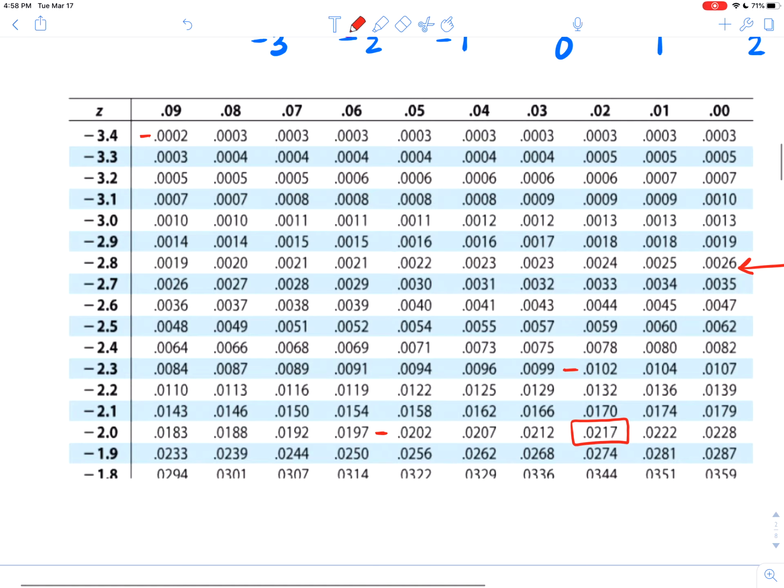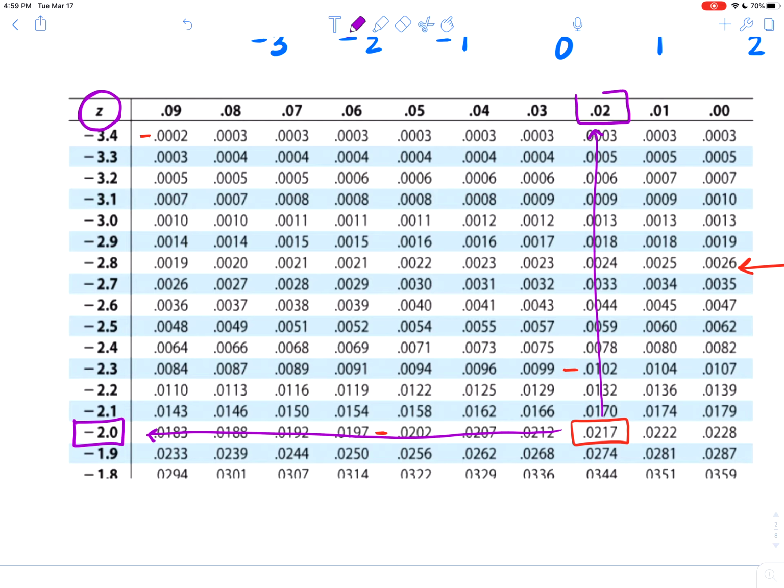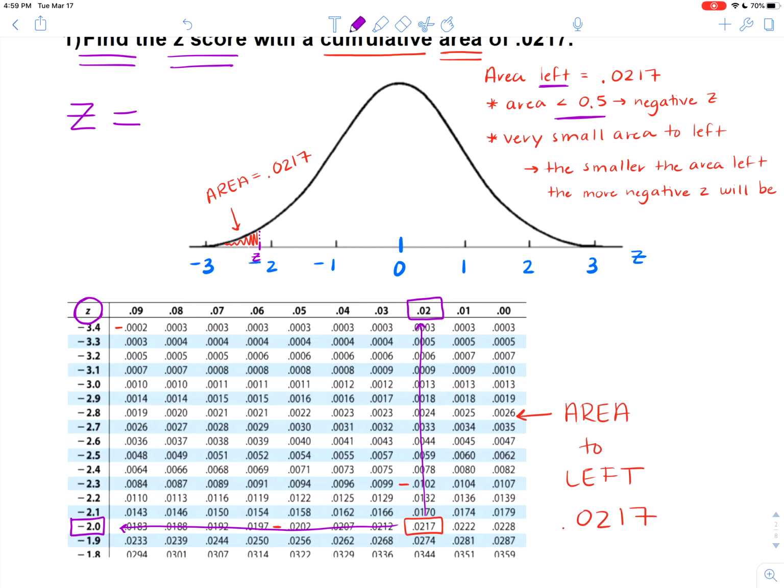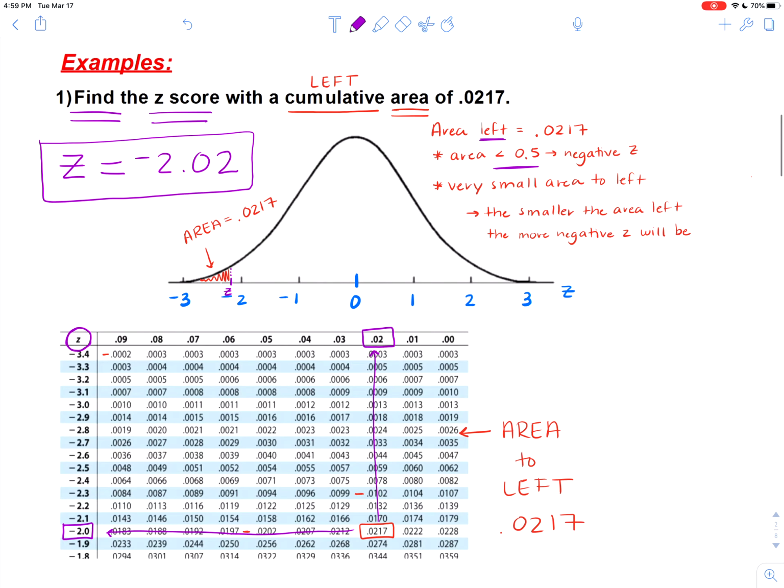And then keeping in mind what I'm trying to find here, what the question asked, right? What is the z-score that corresponds? So using the corresponding row and column, I can read off my z-score at -2.0 with 2 in the hundredths place. All right, so again, just using the row and column, the row gives me -2.0. The column tells me there's a 2 in the hundredths place. And this is the z-score that has a cumulative area of 0.0217.